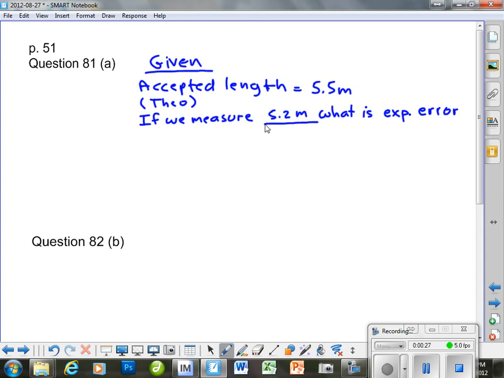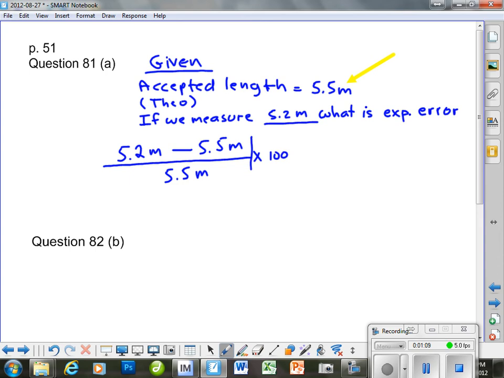So we got 5.2 is the experimental value. Oops, not 5.5, 5.2. There we go. 5.2 meters. We are going to subtract the theoretical. Now the theoretical is this guy, so that's what's going to go after the minus sign: 5.5 meters. Now, theoretical, again, goes on the bottom. So the yellow arrow is still pointing to the 5.5 meters. And what we're going to have, of course, is the times 100.